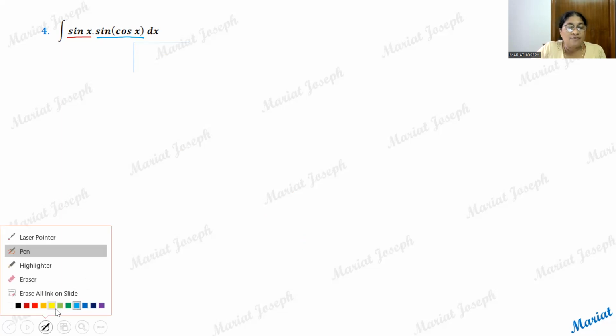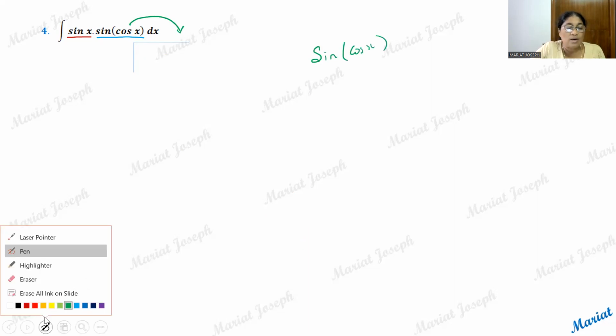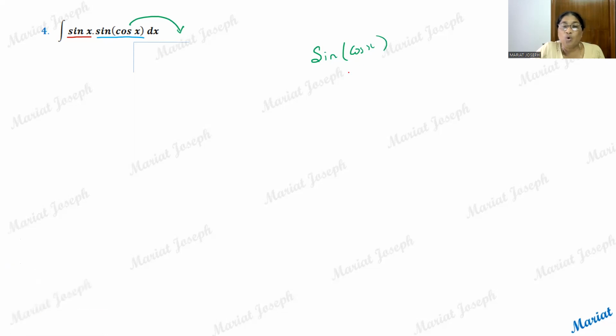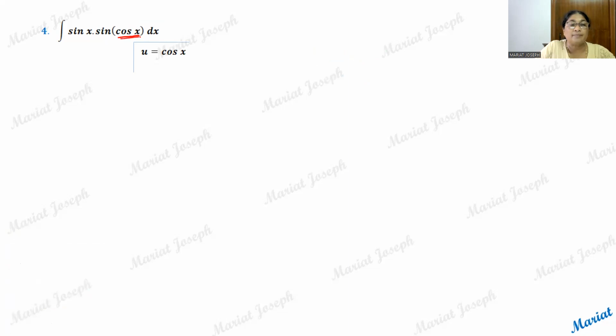Here, the second factor, sin of cos x. This cos x alone we are going to substitute. It is because, look, sin of cos x, we don't want it as a complicated function. We want it to be written as sin of a single variable. For that, that cos x should be called u. So take the substitution u equal to cos x. Only cos x we are substituting.